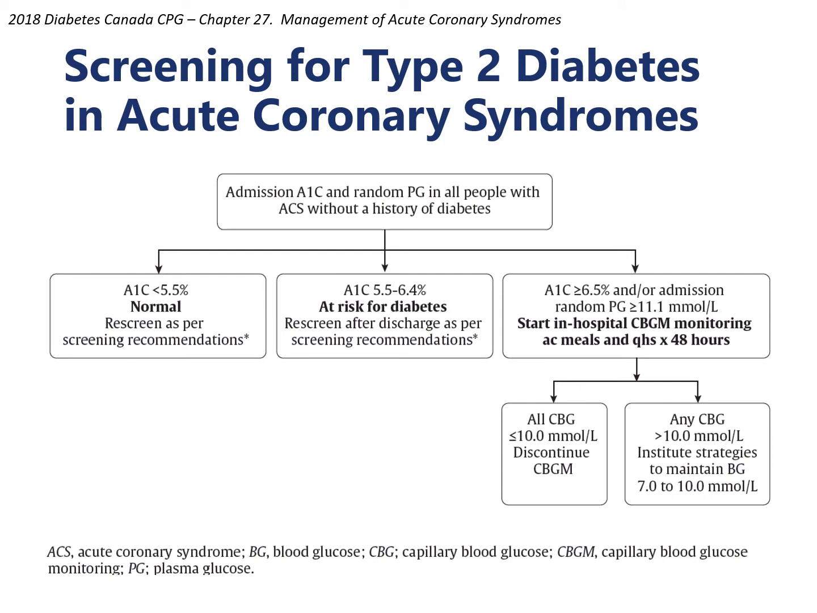If all of the capillary blood glucose readings are less than or equal to 10, then the monitoring can be discontinued. However, if any of the CBGs are greater than 10, then institute strategies to maintain blood glucose between 7 to 10 millimoles per liter during admission.